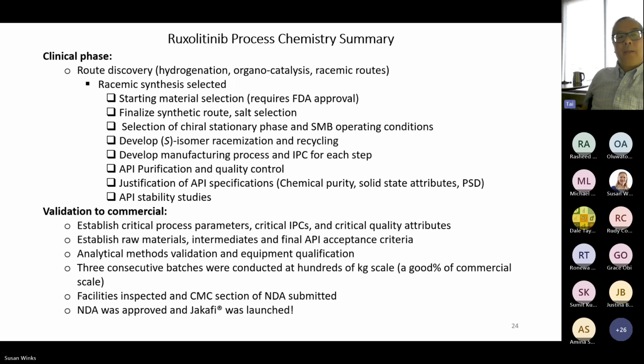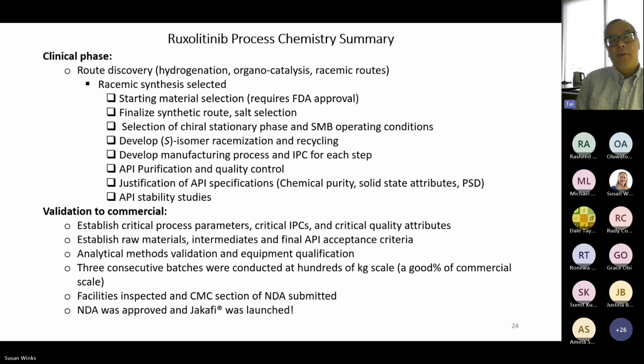We put a lot of work into the API purification, which I mentioned in the previous slides about the genotoxic impurity that possibly could be there. We need to set and justify API specification in terms of the chemical purity, solid state attribute, particle size distribution, and all these things which are important for a drug. And then we move on to the validation campaign.